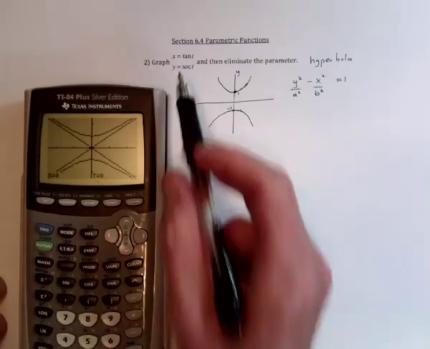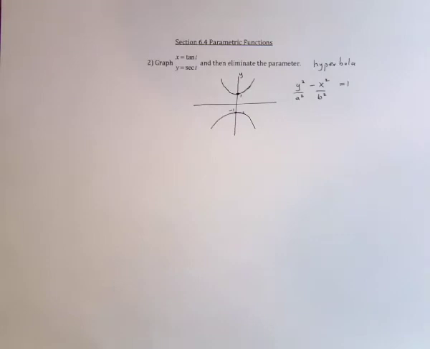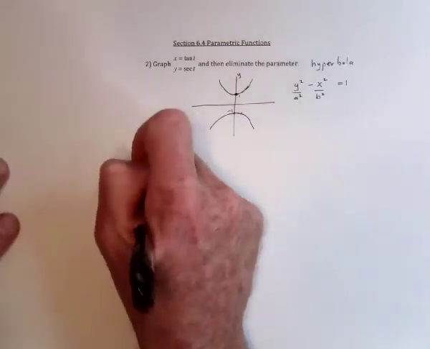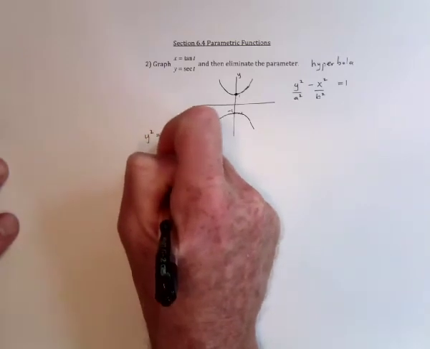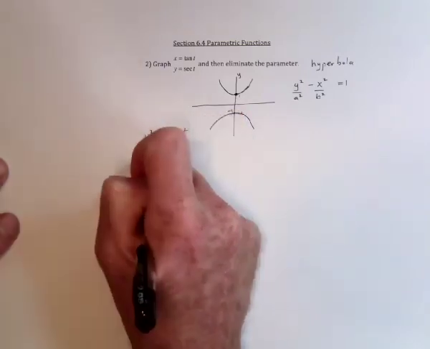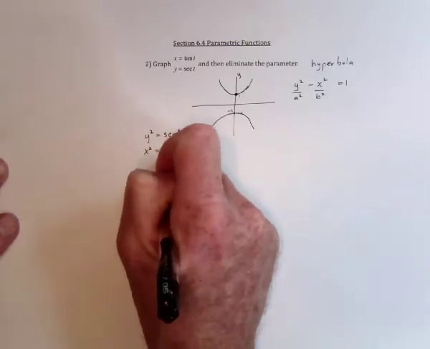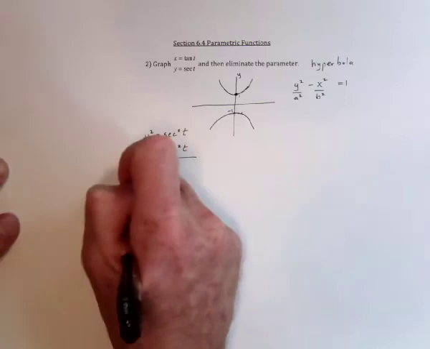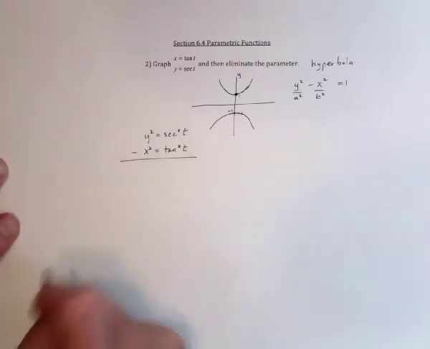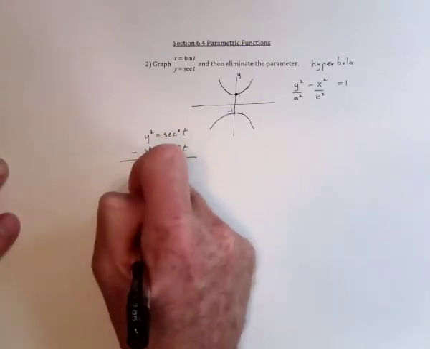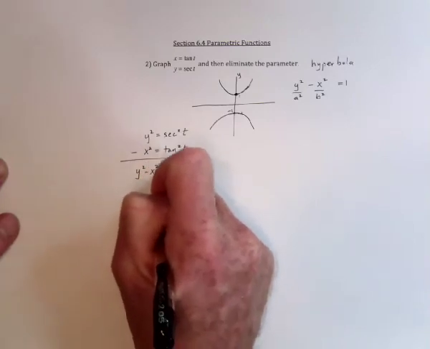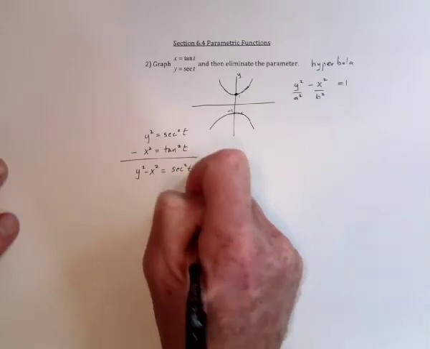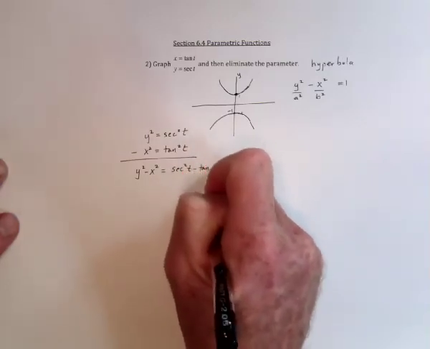So square both of them and then subtract. So this one has y going first, so I'm going to do that. Y squared equals secant squared. X squared equals tangent squared. And then subtract them. So we would have y squared minus x squared equals secant squared minus tangent squared.